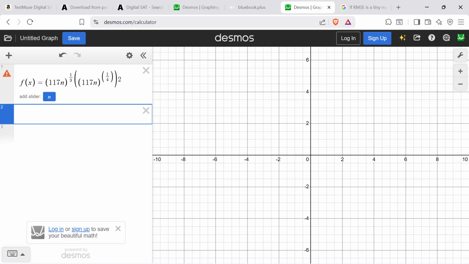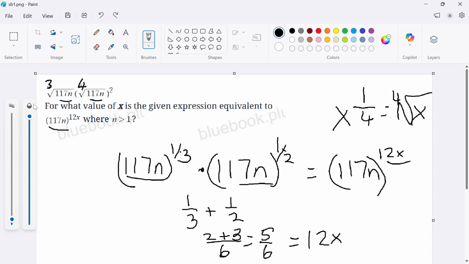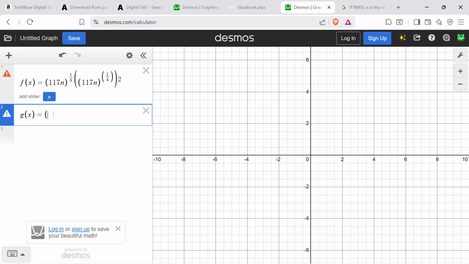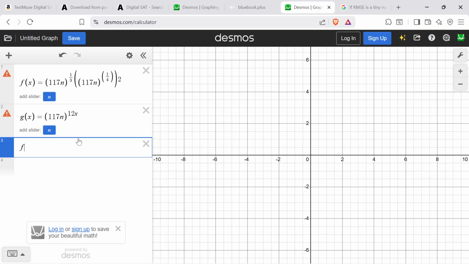And then I put g of x equals, and I'll put the other side, 117n raised to the 12x. And I'm going to put, what happens if f of x1, I want to do a regression here, and I'll put the little tilde, g of x1.